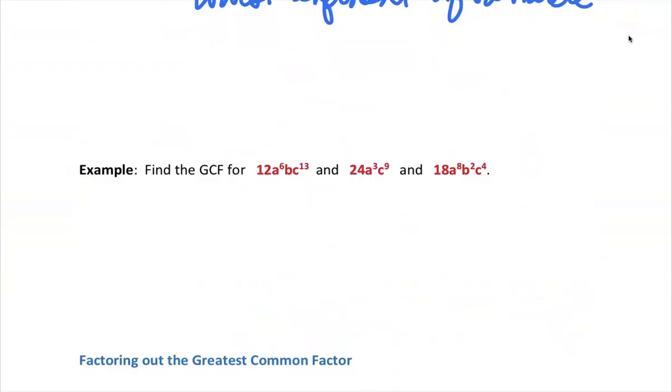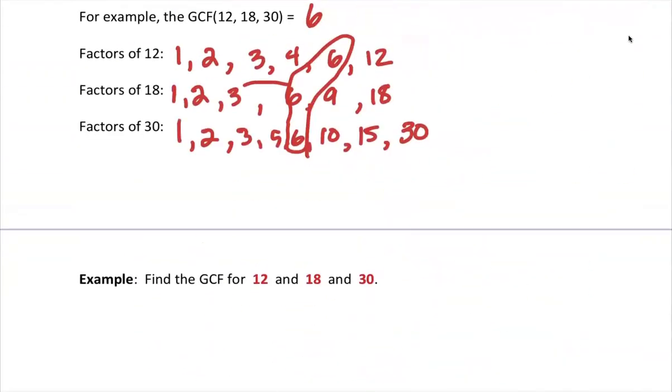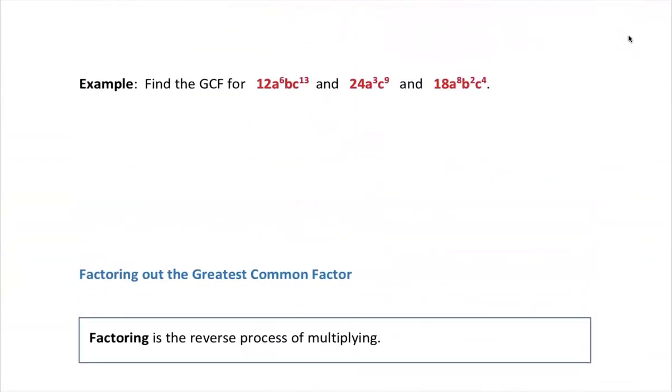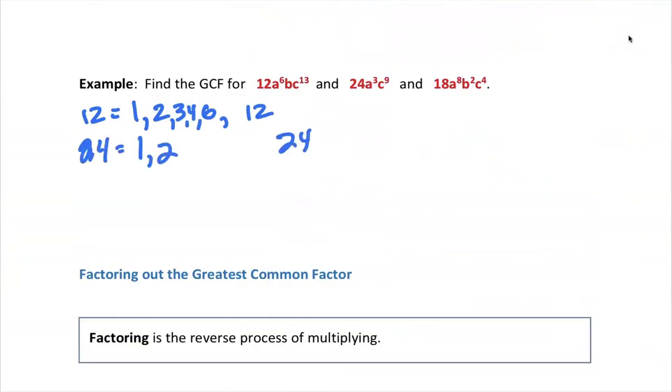Find the GCF for these 3 terms. So we'll deal with the number parts, 12, 24, and 18. Is that the same one we did up here? Nope, that's a different one. Okay, 12, 24, and 18. 12 is 1 times 12, 2 times 6, and 3 times 4. 24 is 1 times 24, 2 times 12, 3 times 8, and 4 times 6. And then 18 is 1 times 18.